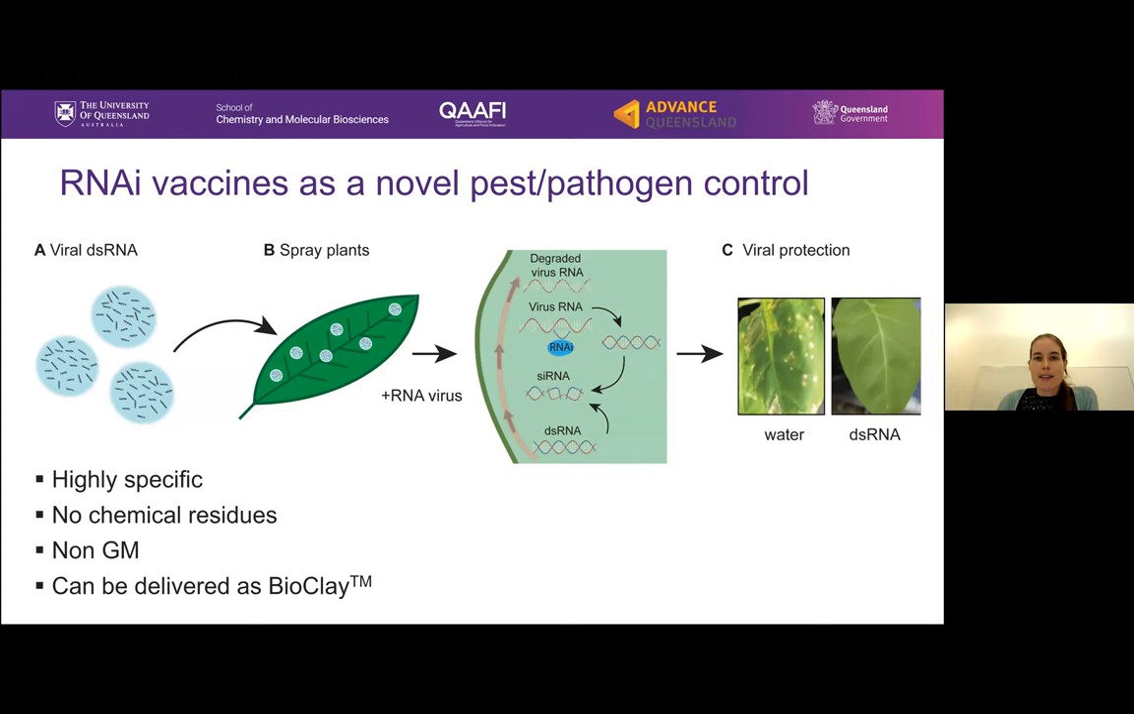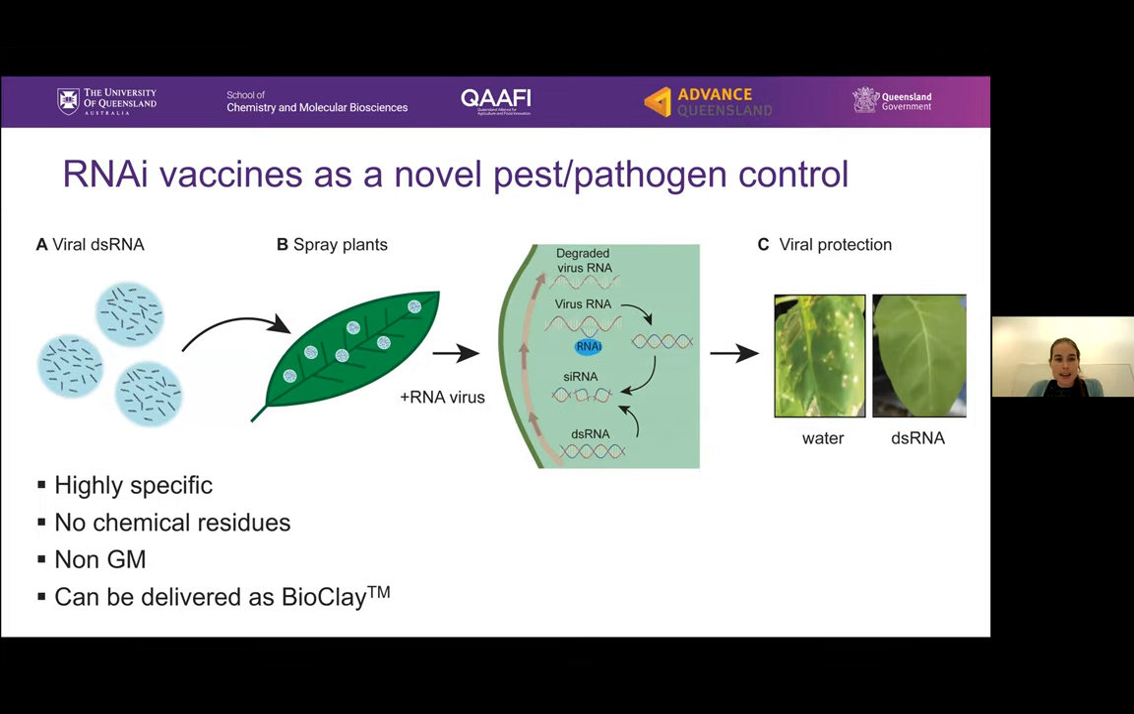Basically an environmentally friendly alternative to chemical pesticides, and the active component is double-stranded RNA. So we synthesize this double-stranded RNA to be highly homologous to the pest or pathogen that we're targeting. We apply the RNA to the plants, and then when the pest or pathogen comes to infect the plant, and in this case, in this example, it's a virus, RNA interference is initiated.